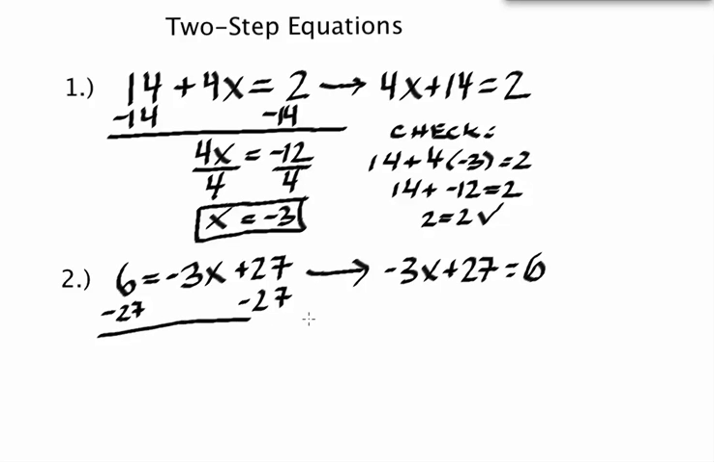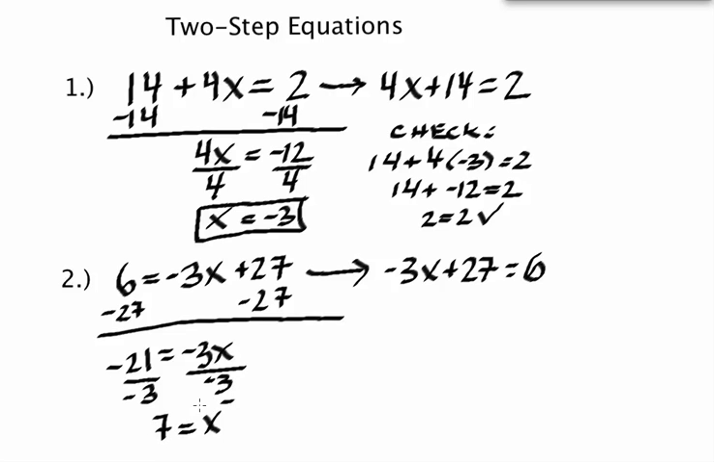I draw my line, and 6 minus 27 is going to put me at negative 21 equals, what was left behind? A negative 3x. Now we do have a negative variable here, and to undo a negative variable, I'm going to divide by negative 3, because that will give me a negative divided by a negative, which will result in a positive. And over here I do negative 21 divided by negative 3, and I get x equals 21 divided by 3 is 7. And since it was negative over negative, it stays positive. So here's our final answer.